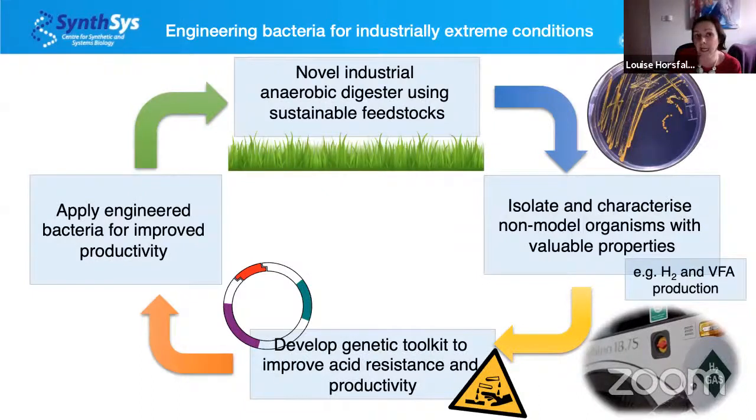We're also looking at how we can engineer bacteria so that they can be used better, so that they're more useful within industrial processes. For example, we've isolated some novel industrial anaerobic bacterial strains. We're characterizing them, and we're also trying to develop a toolkit so we could engineer better acid resistance within them, so that they would be more productive because they could survive the conditions that are presented within an anaerobic digester for longer.